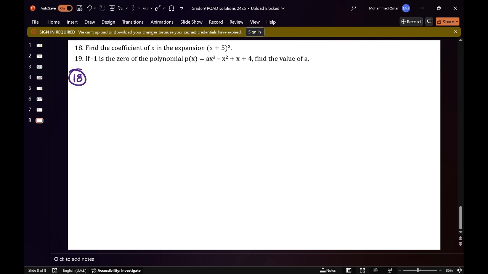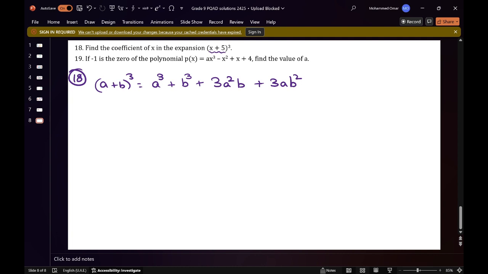Whenever we see find the coefficient of x, that means you have to find the term where you have only x. Understood? So actually, what is x plus 5? It is in the form of (a plus b) whole cube. If you remember, the identity is a cube plus b cube plus 3a square b plus 3ab square. This is the identity we all know.